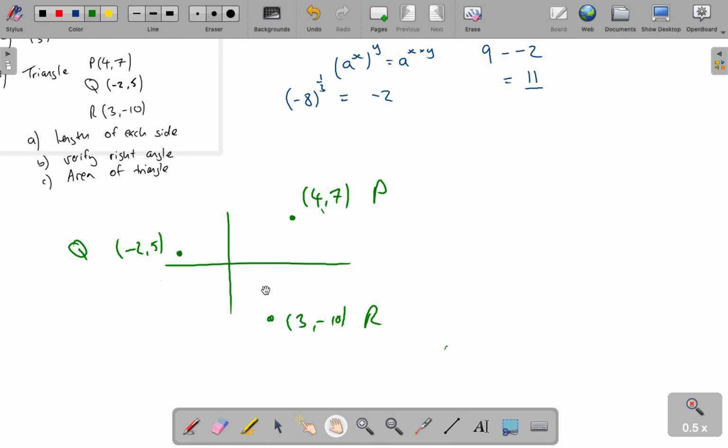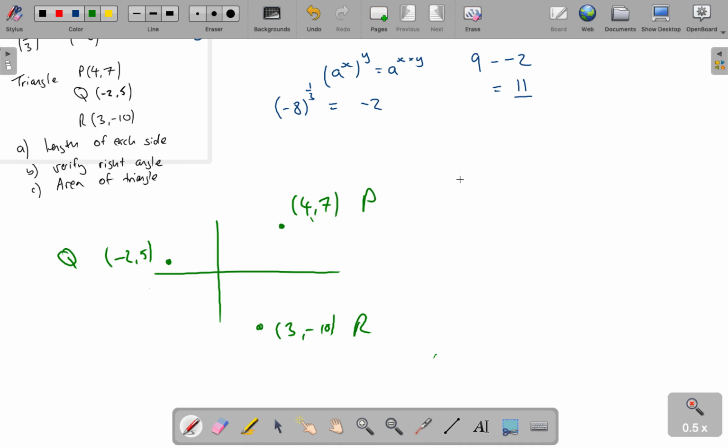The first thing we're going to look at then is the length of each side. So to calculate the distance, which is the same as the length, essentially, is equal to the square root of (x2 minus x1) all squared plus (y2 minus y1) all squared, and square root it. Then the next step we've got is just to plug it in.